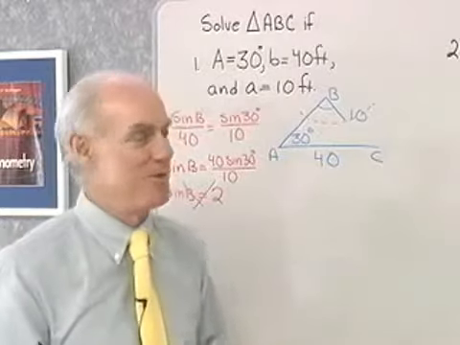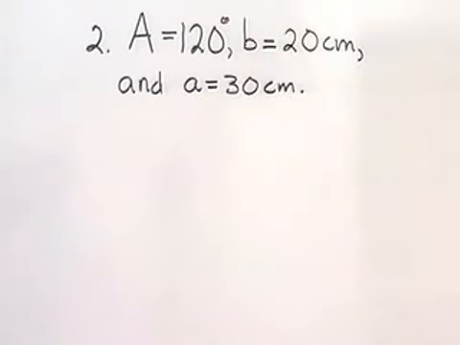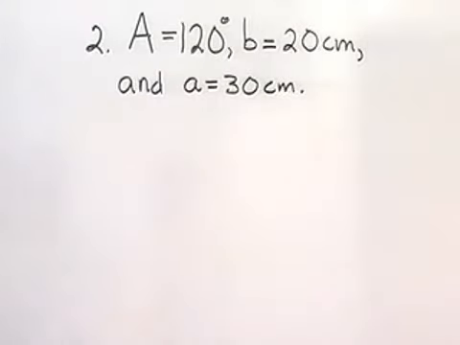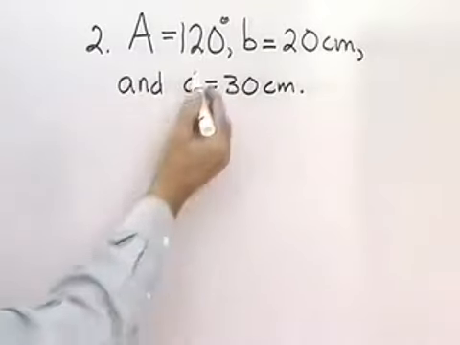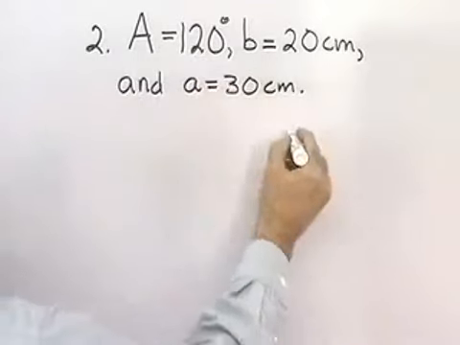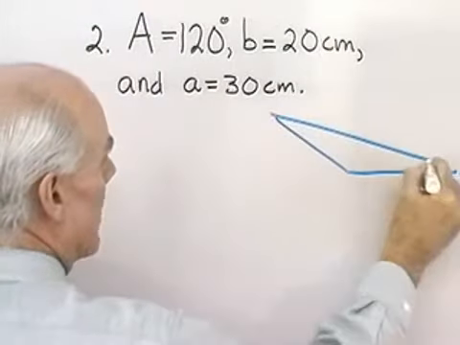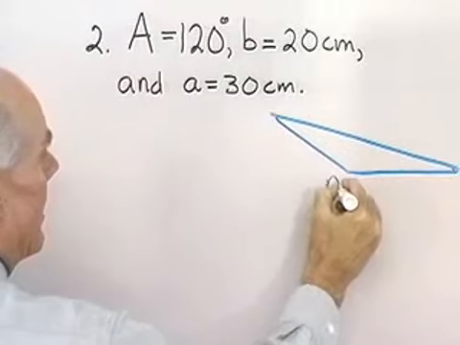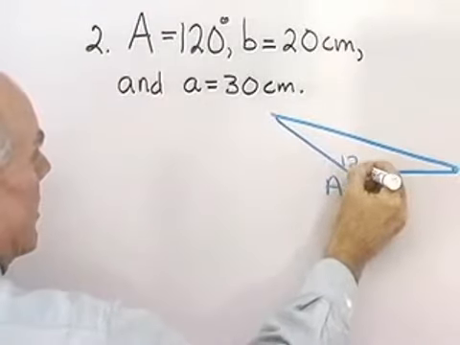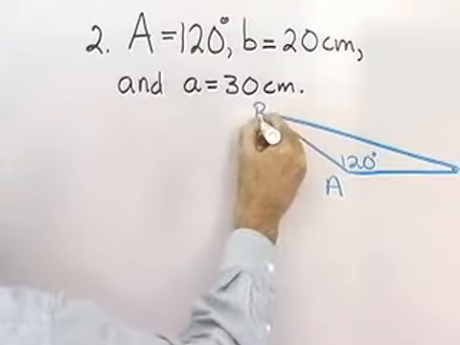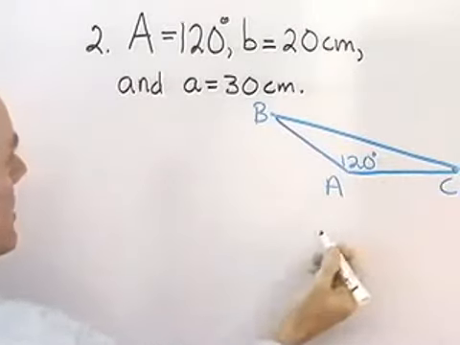Let's try another example. This time angle A is 120 degrees, side B is 20 centimeters, and side A is 30 centimeters. Let's see what happens on this triangle. Now here I have an obtuse angle right here, so I'm going to draw my triangle in a little bit more detail. Since I know that angle A is an obtuse angle of 120 degrees, I'll draw my triangle like this. So there's 120, here's angle B, here's angle C.